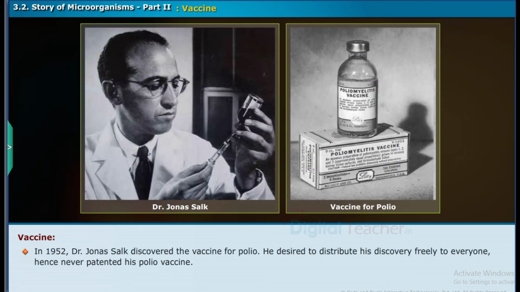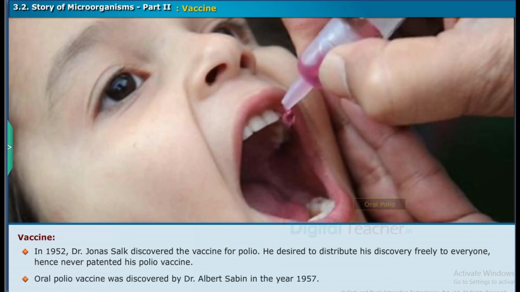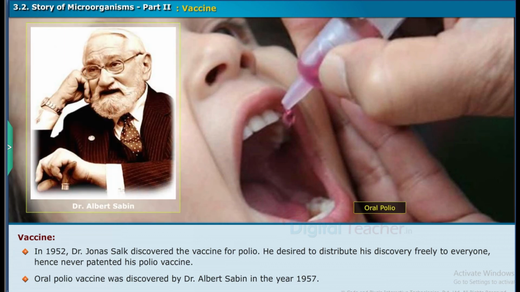In 1952, Dr. Jonas Salk discovered the vaccine for polio. He desired to distribute his discovery freely to everyone, hence never patented his polio vaccine. Oral polio vaccine was discovered by Dr. Albert Sabin in the year 1957.